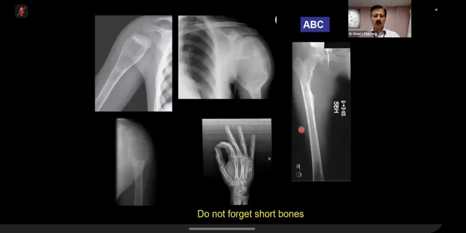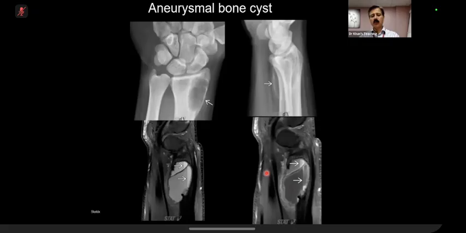Now, if you see all of these examples, and now here, this one looks more central, but then on the other view, it looks slightly eccentric. And as I was telling you, the same lesions can always be in the short bones. So remember that aneurysmal bone cyst in the MR, and MR will show you fluid levels.